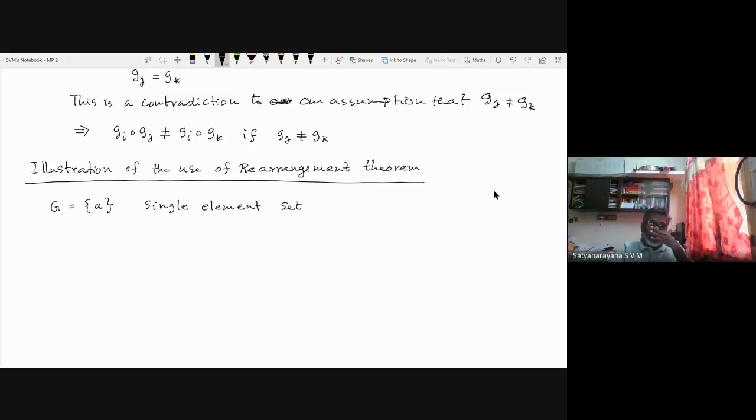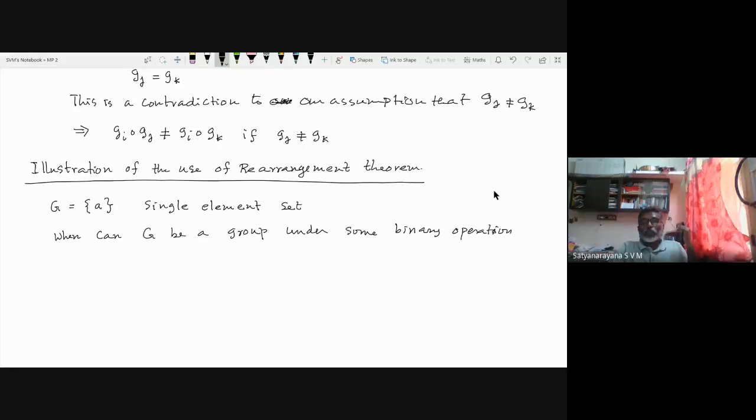Okay. So now we can ask a question: when can G be a group under some binary operation? I don't have to actually worry about this binary operation right now, but let me say that only one element is there. I want it to be a group. Under what conditions will it become a group?